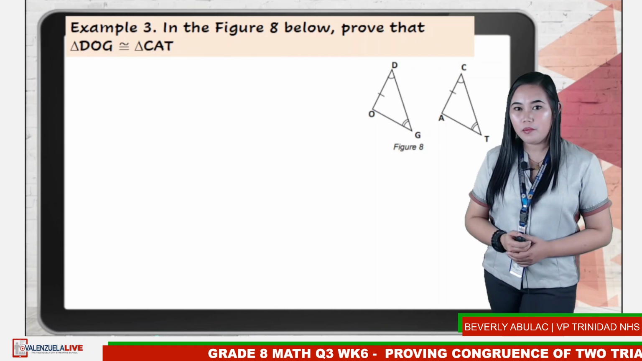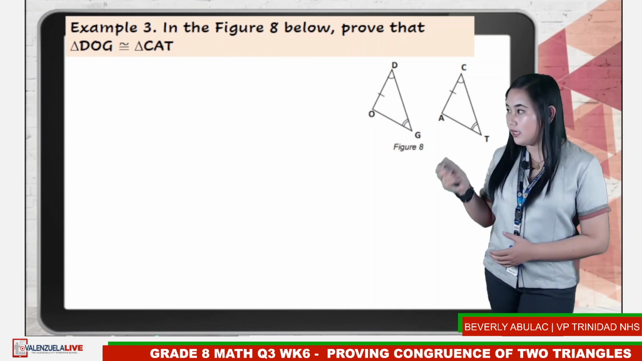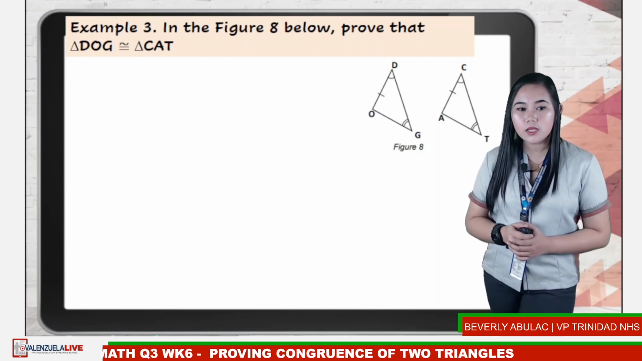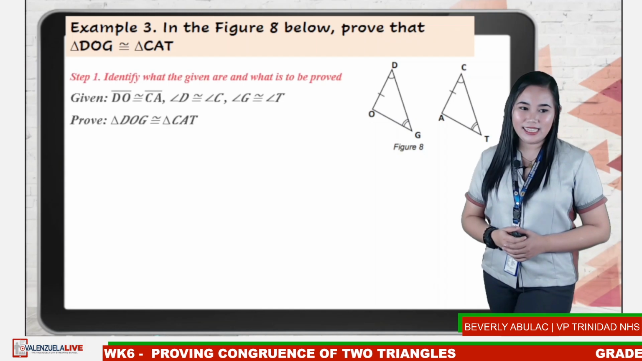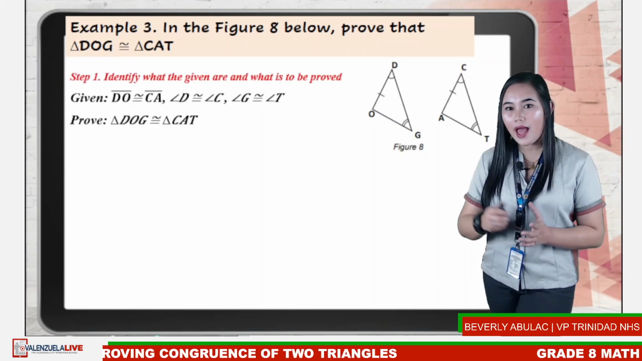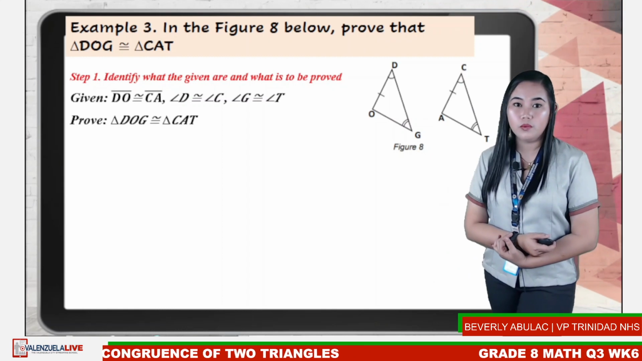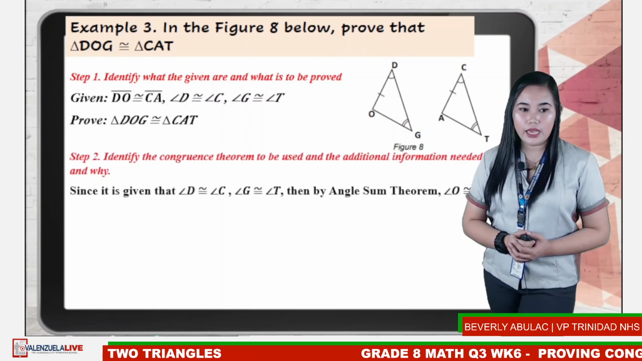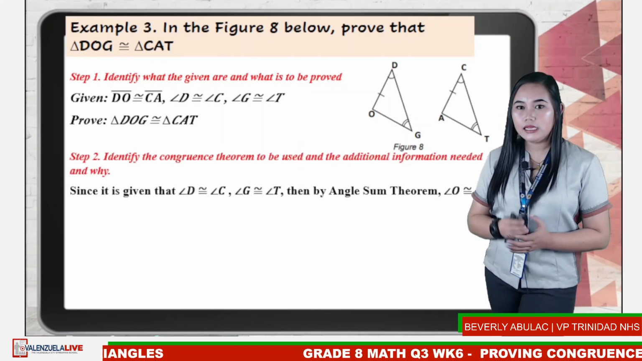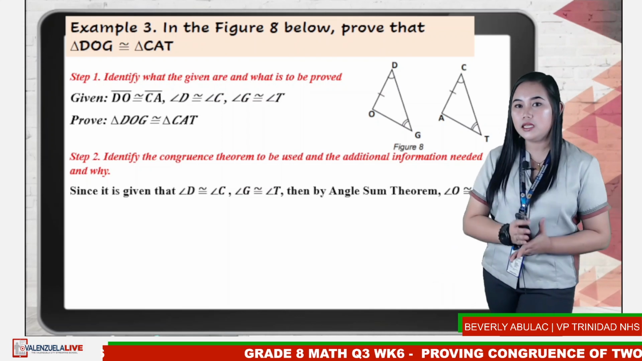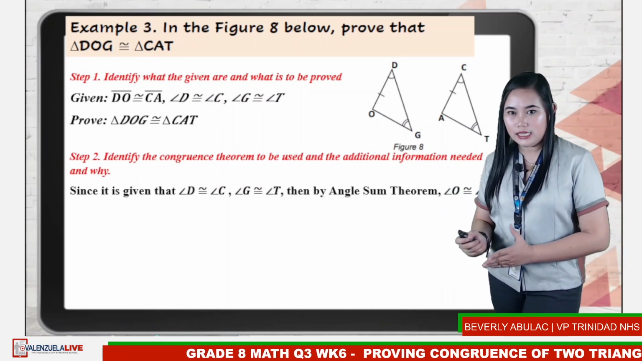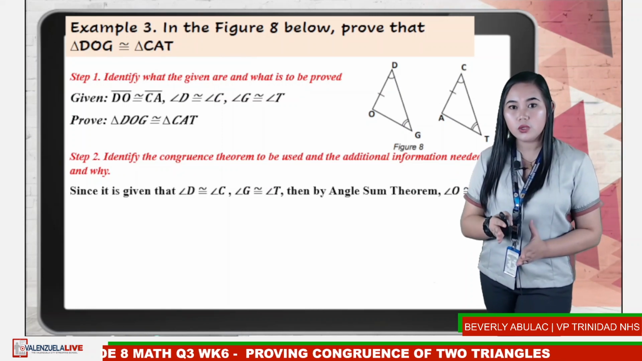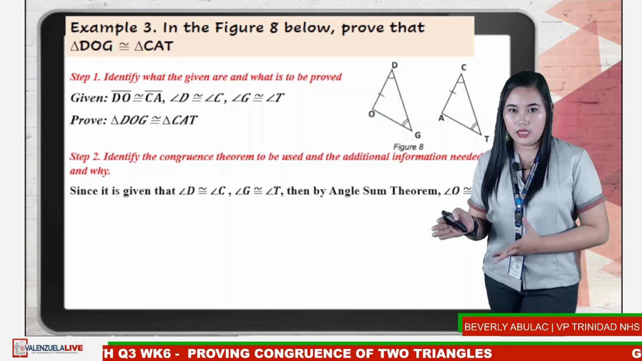Okay, for example number 3, in the figure 8, prove that triangle DOG is congruent to triangle CAT. So for step 1, identify what the given are and what is to be proved. So our given is segment DO is congruent to segment CA. Angle D is congruent to angle C. Angle G is congruent to angle T, as marked on the figure 8. So we have to prove triangle DOG is congruent to triangle CAT.